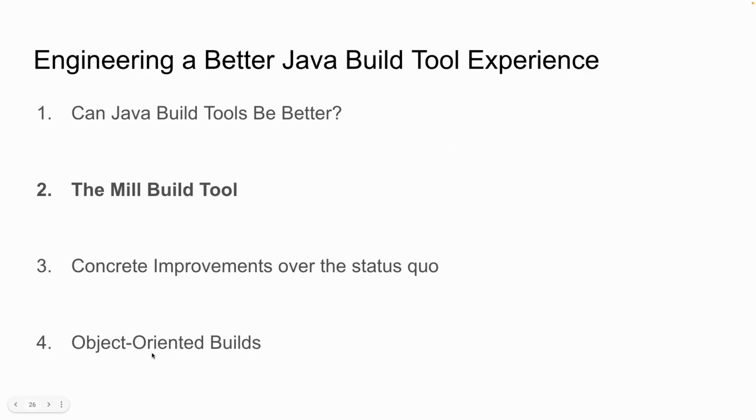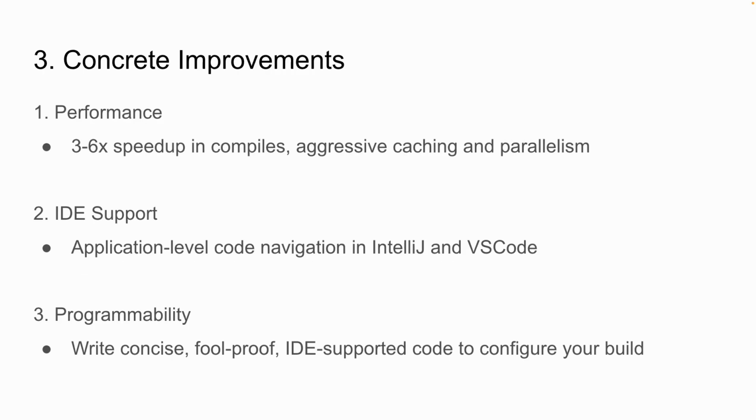So that's a lightning tour of the Mill build tool, where it does everything the same as the other build tools. So that's not so interesting. The next part, which is maybe more interesting, is where Mill is able to improve upon the other build tools. This again goes back to the three buckets I mentioned earlier: performance, IDE support, and programmability. And again, we'll go through them one at a time.